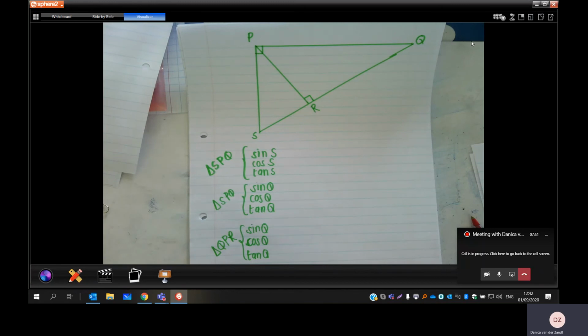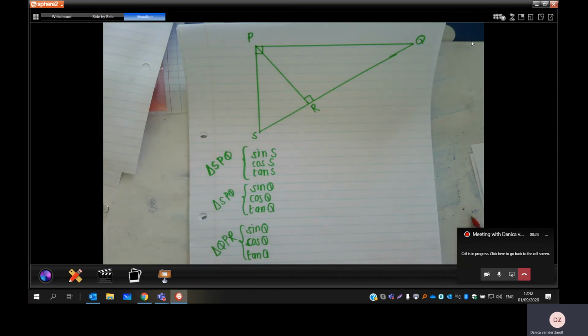Yes, adjacent over hypotenuse. One week at the end of October, yes. Opposite over adjacent, that's for tan. So it's SOH, CAH, TOA. Opposite over hypotenuse, adjacent over hypotenuse, and TOA, opposite over adjacent. Tan is opposite over adjacent. So that's what we use to remind ourselves.